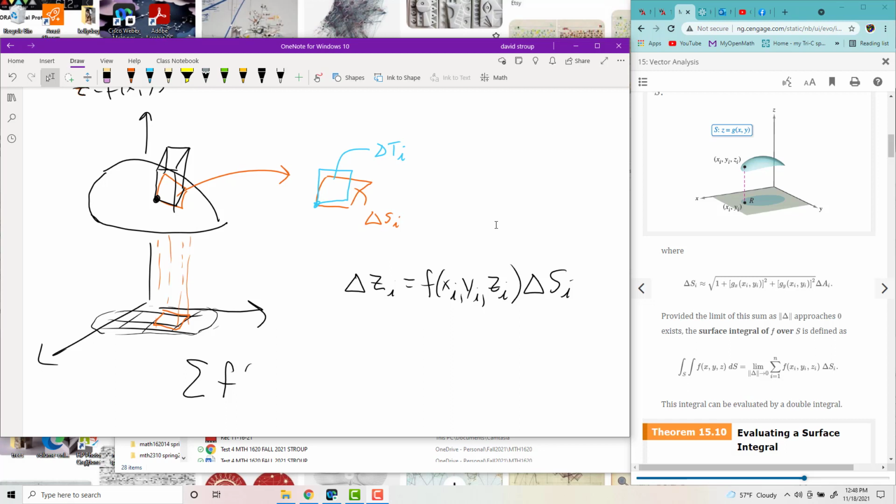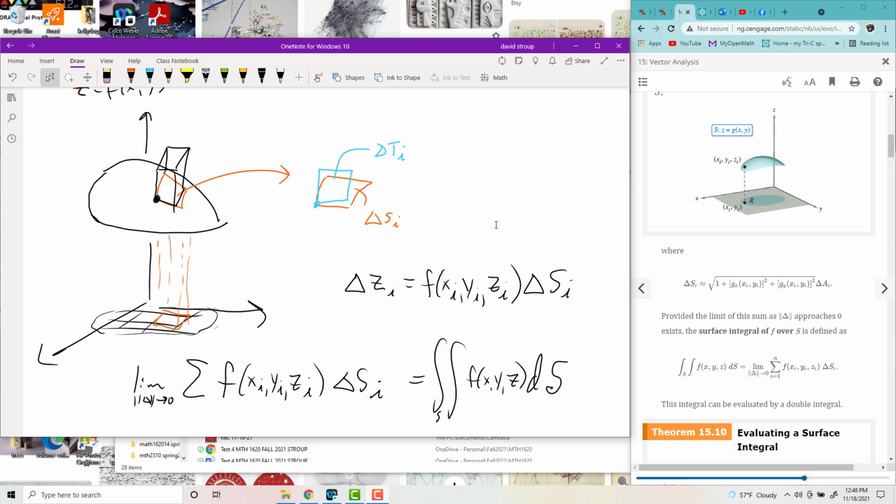So we'll have the sum of these f of x sub i, y sub i, z sub i, change in s sub i, and as the limit of the norms goes to 0, you'll get the integral du jour, the double integral over the surface S of f of x, y, z.